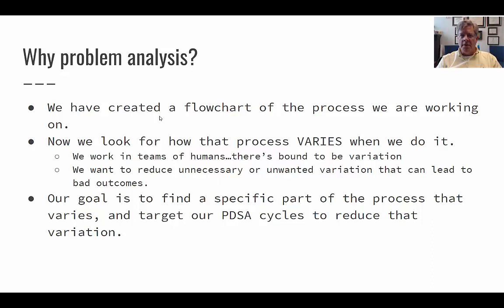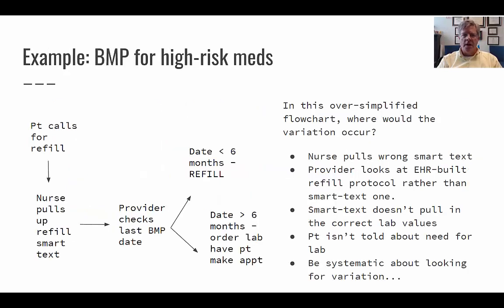So our goal in this problem analysis step is to find a specific part of the process that varies and target our PDSA cycles and our interventions to reducing that variation. So here's a very simple example. We'll take ordering a basic metabolic panel for patients that are on high-risk medications.